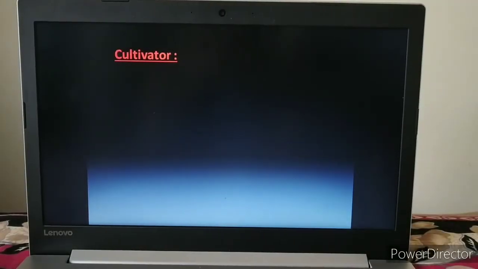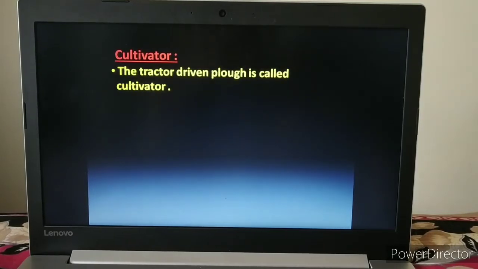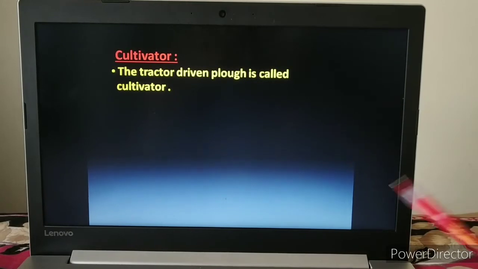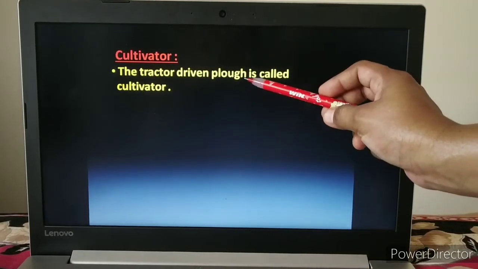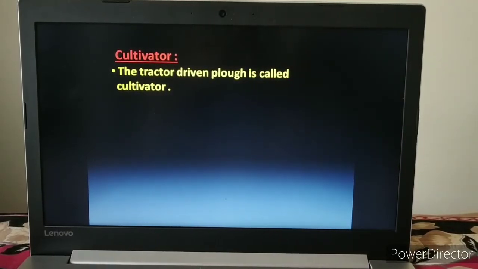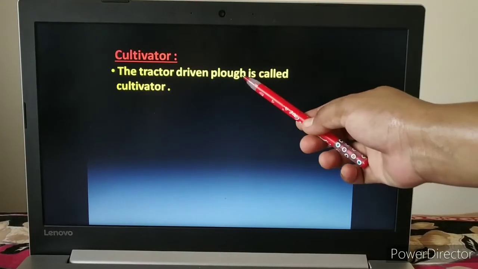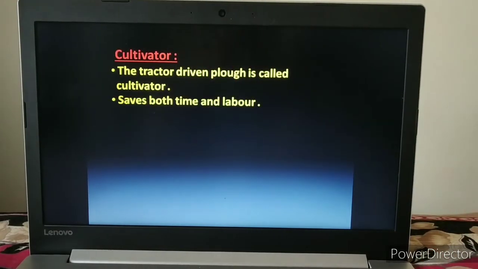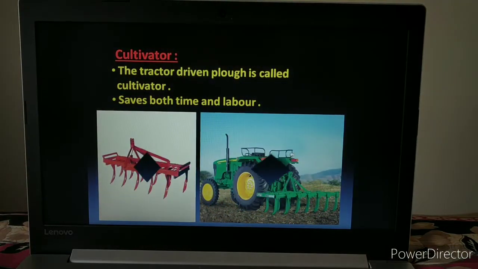Last one, cultivator. The tractor-driven plow is called a cultivator. Plow means the first one that we have learned, which is used for loosening the soil. And if a plow is connected with the tractor, it is called a cultivator. It saves both time and labor. From the figure you will get the idea.